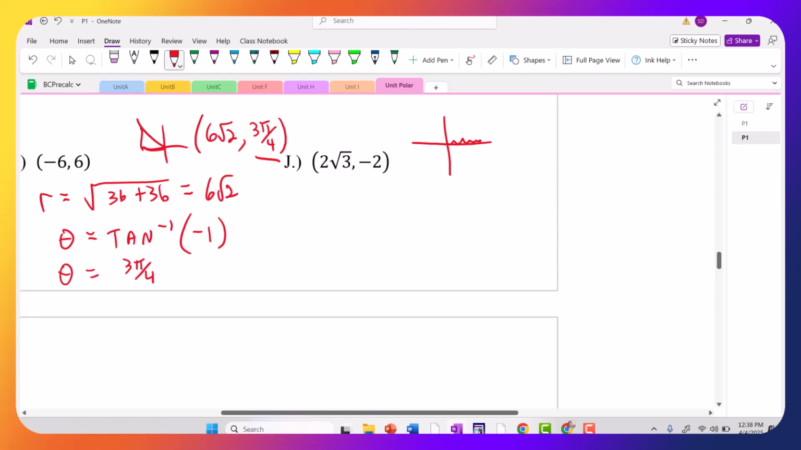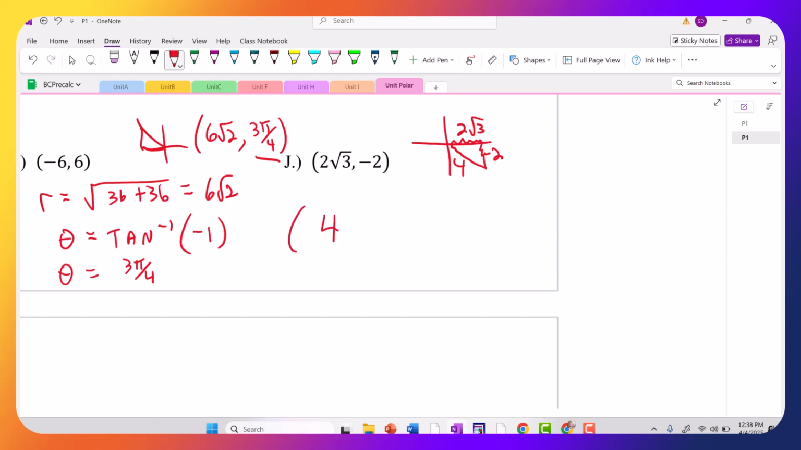2 root 3 comma negative 2. Do the last one, 2a. This is an a root 3, negative. 2a. Guess what r is? 4. Guess what theta is? What angle is opposite the a side, a 30 or a 60?